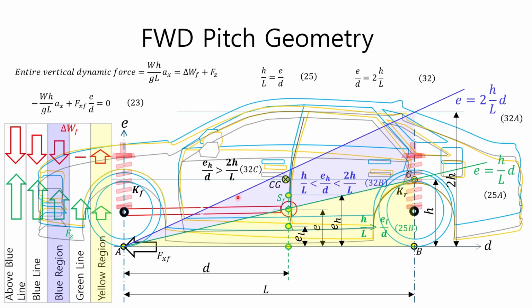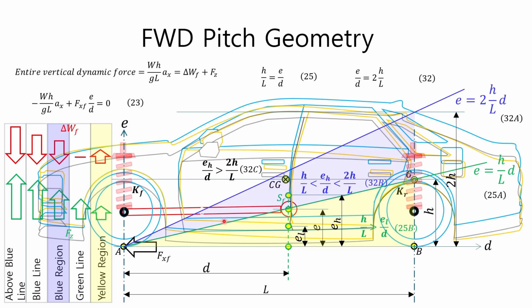Similarly, in the region above the blue line, the pitch geometry can be expressed by an inequality expression as shown in equation 32c. If a virtual reaction point SF exists in the region below the green line, indicated by yellow shading, the spring force WF acts as a force extending the spring, and the force Fz of the suspension links acts upward. These directions are the same direction in which the sprung mass is lifted upward. Ride height increases at the front and decreases at the rear compared to the steady state.